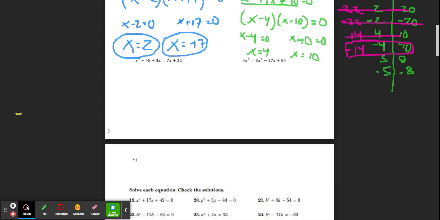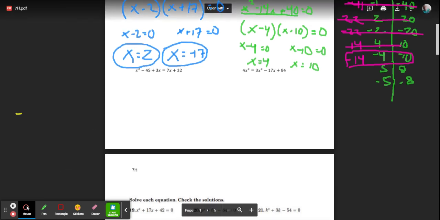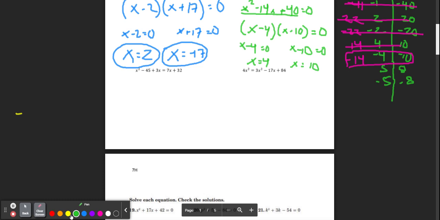Okay. All right. So over here we have a lot happening. We have x squared minus 45 plus 3x equals 7x plus 32, excuse me. So we need to move the 7x over, so we get a minus 7x. And we also have to minus 32. All right. And we have to make sure we rearrange it to where we have x squared and x and then our number. Okay.